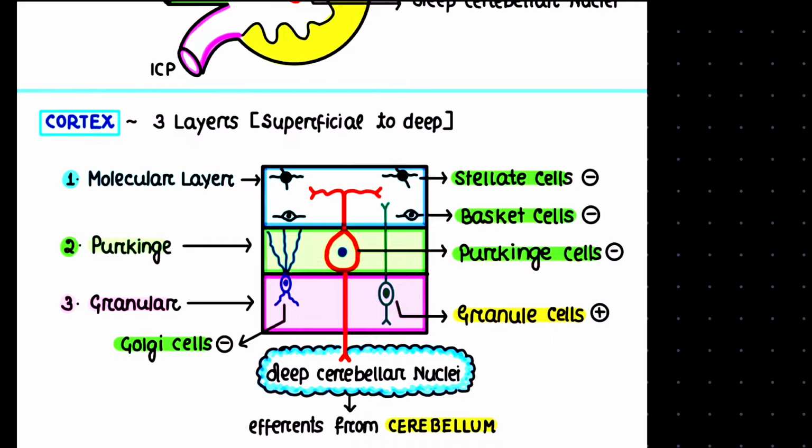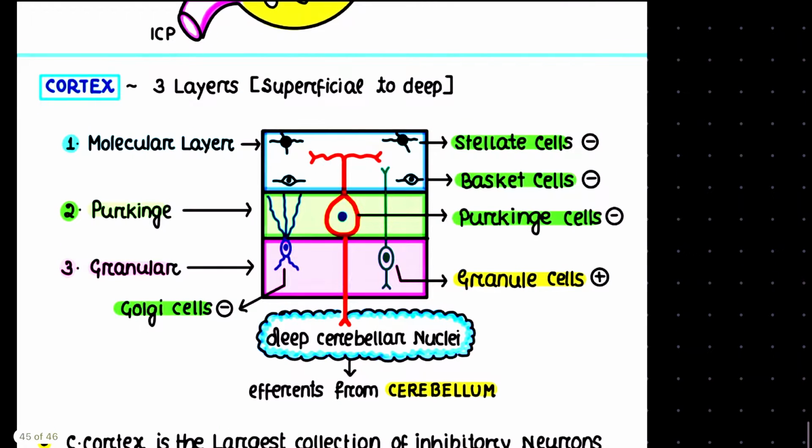their different functions, based on their neurotransmitter. Stellate cell uses GABA as neurotransmitter, so it is inhibitory in nature. Similarly, basket cell is also inhibitory in nature because of GABA. Granule cell is excitatory. It is the only excitatory cell within our cortex. Similarly, Purkinje cell is also inhibitory in nature, and Golgi cell is also inhibitory in nature.